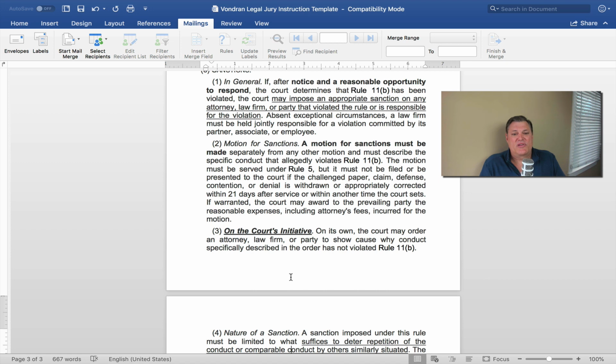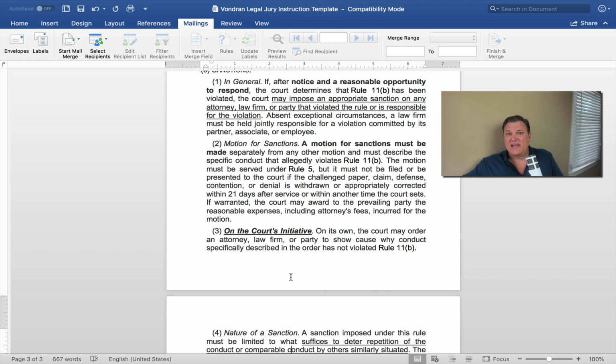Or as you see here in number 3, the court may do this on its own initiative. A judge could be sitting and looking through the papers and going, this is like the worst trash I've ever seen. I mean, who would file such? Why did you file this, counsel? And a court can issue what we call an order to show cause why you shouldn't be sanctioned for filing such a paper.